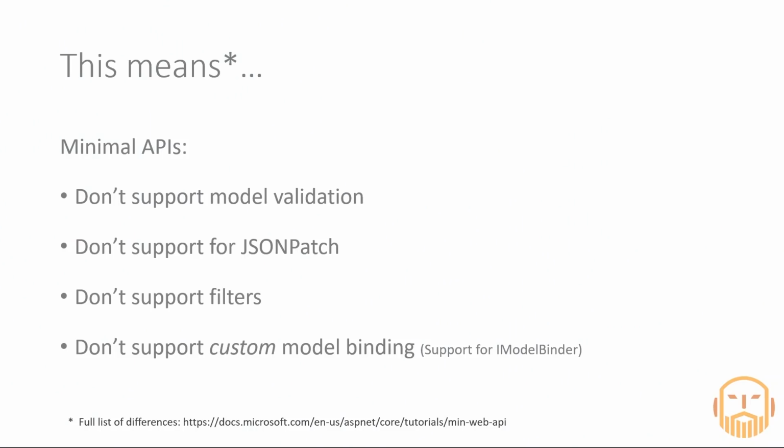I've put these in my personal order of importance, with custom model binding being last. But again, we're going to go through all of these as we move through today's video. And you may disagree with my ordering here. You may think custom model binding is much more important than being able to support JSON patch. Up to you. I put them in that order.